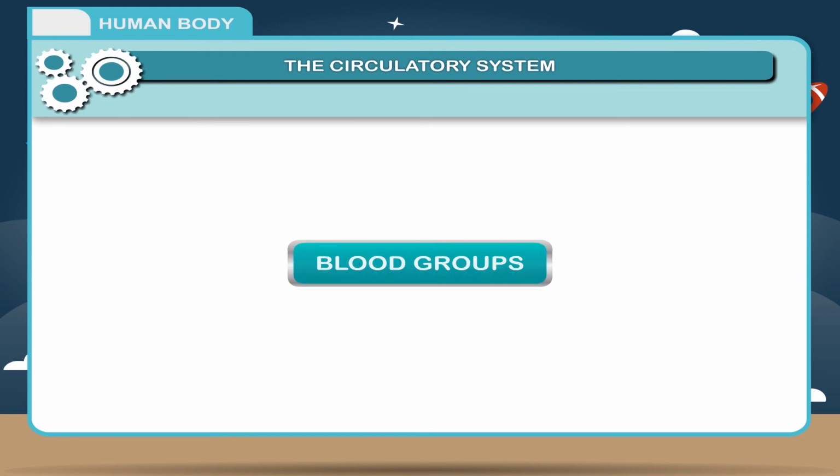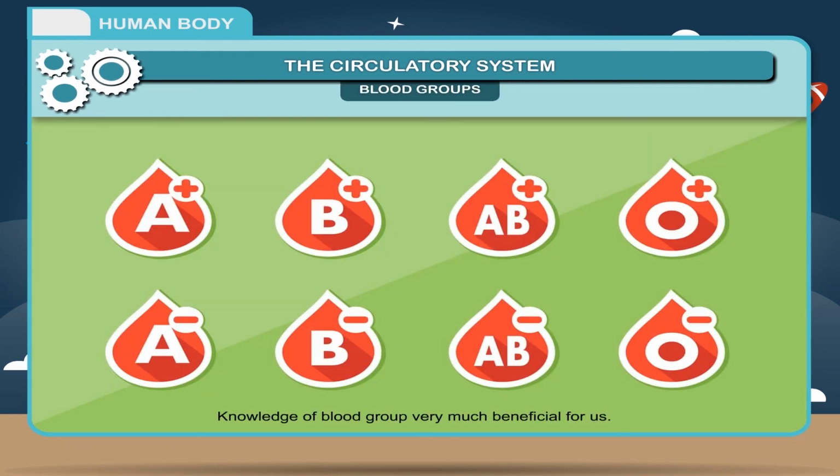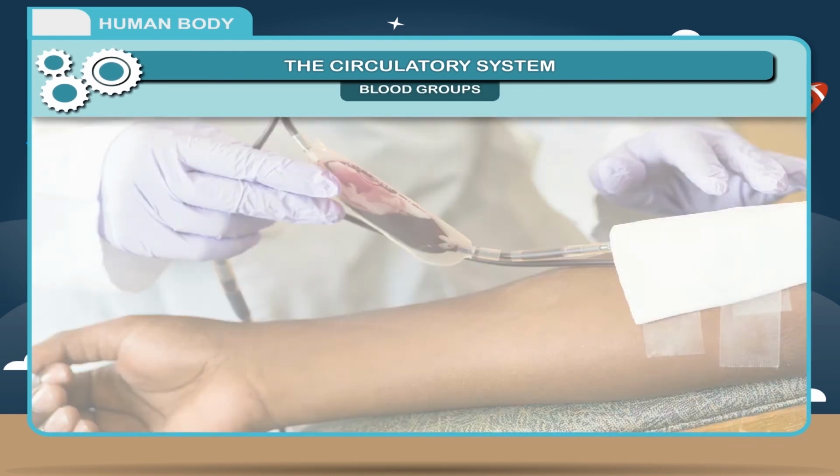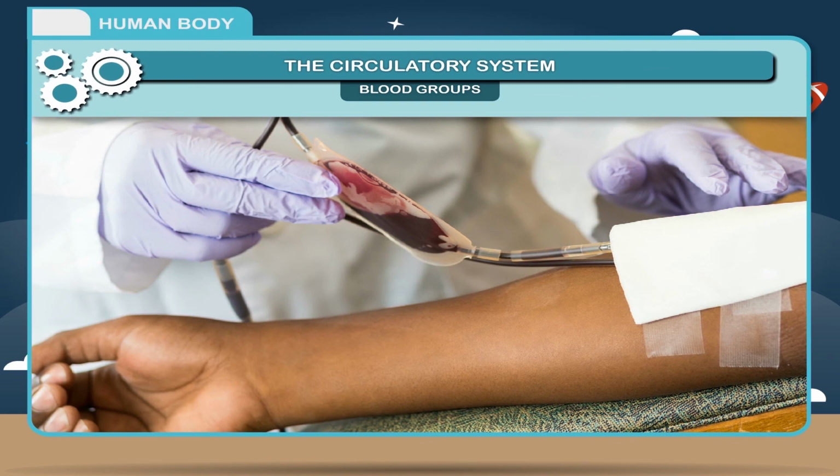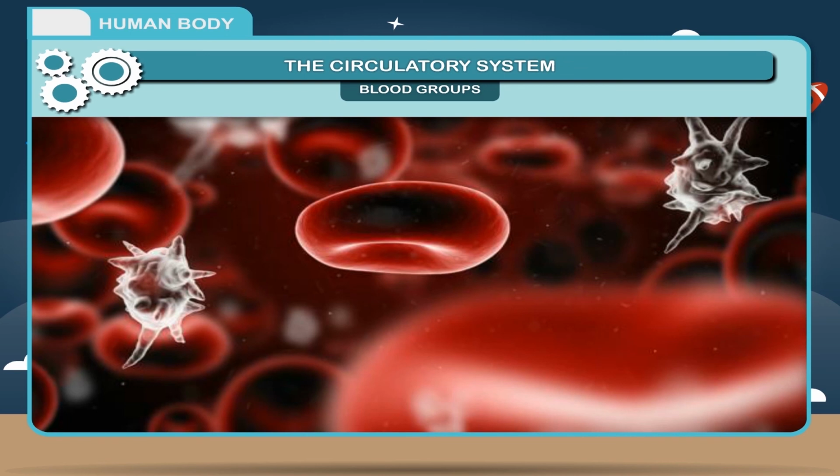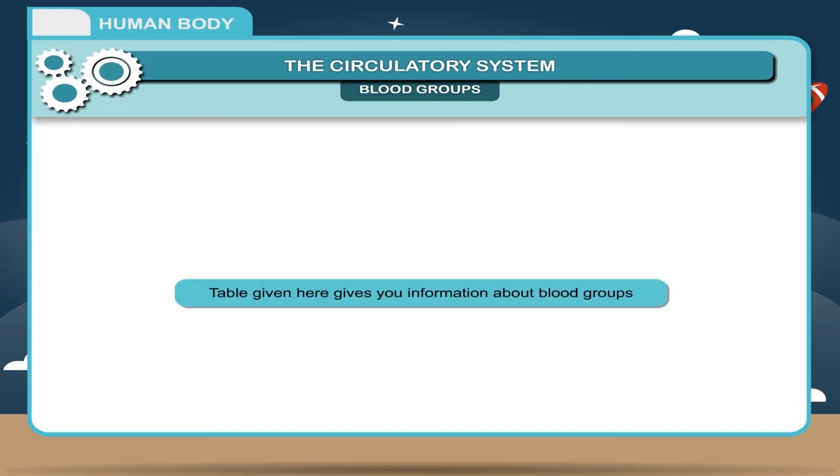Blood groups. Knowledge of blood group is very beneficial for us. In case of an emergency, blood group is very important because the blood groups have to be compatible for transfusion to take place. If the blood group does not match, it forms clumps or groups of blood cells and it may prove to be fatal. The table given here gives you information about blood groups.